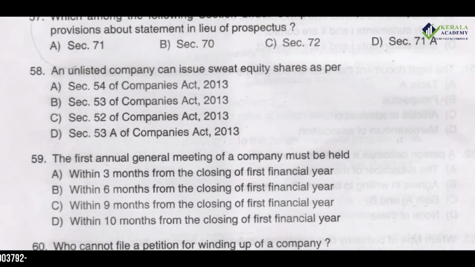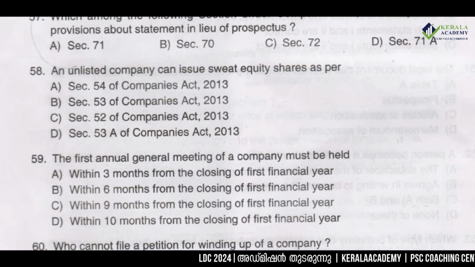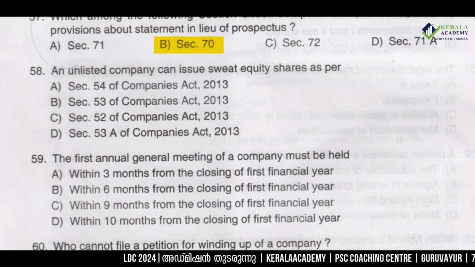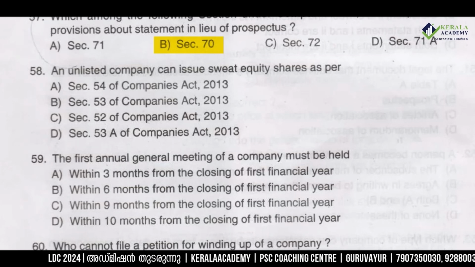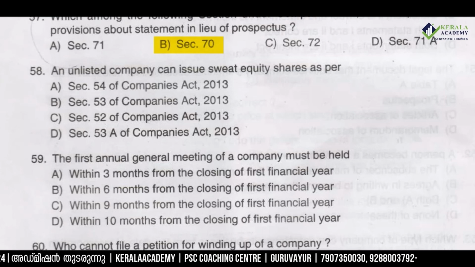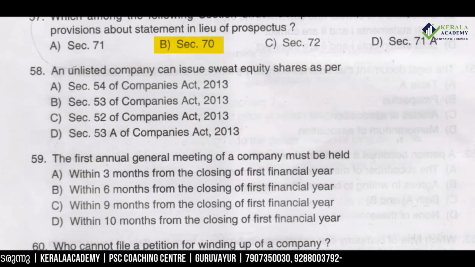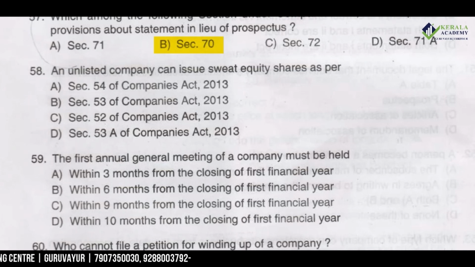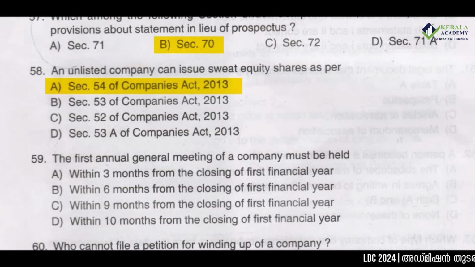Which among the following sections under Companies Act 1956 explain the provisions about a statement in lieu of prospectus? Section 71, Section 72, Section 70, Section 71A. Correct answer option B, Section 70. An unlisted company can issue sweat equity shares as per Section 54 of Companies Act 2013, Section 53 of Companies Act 2013, Section 52 of Companies Act 2013, Section 53A of Companies Act 2013. Correct answer option A, Section 54 of Companies Act 2013.